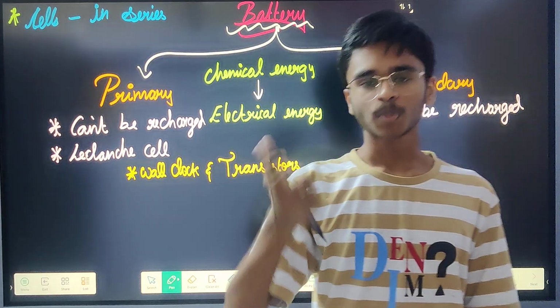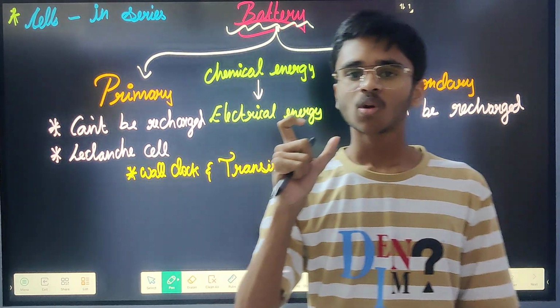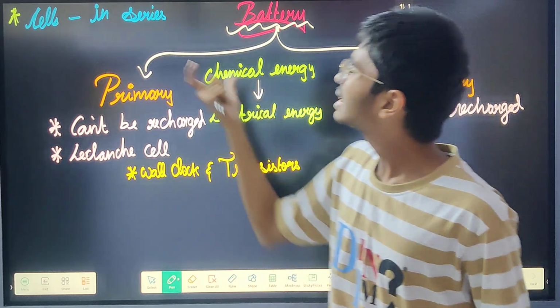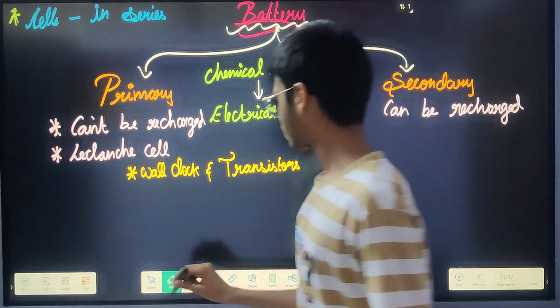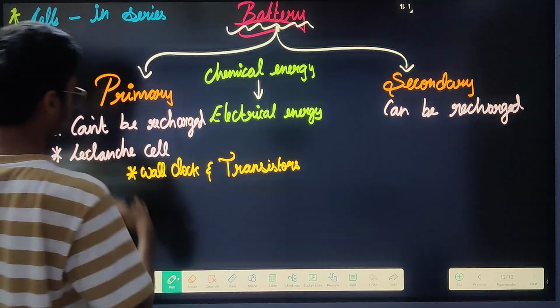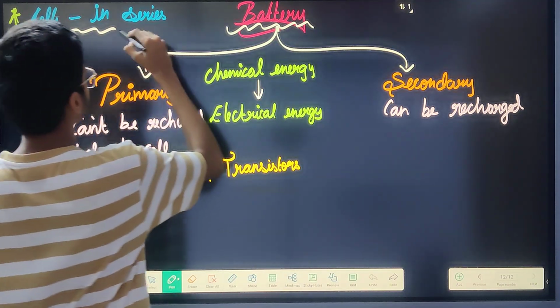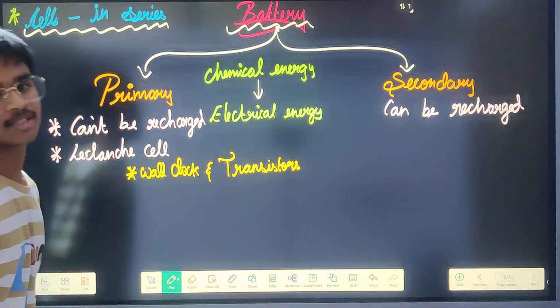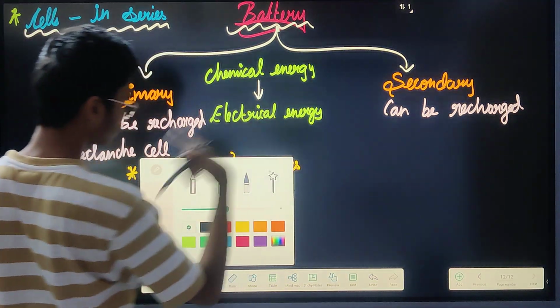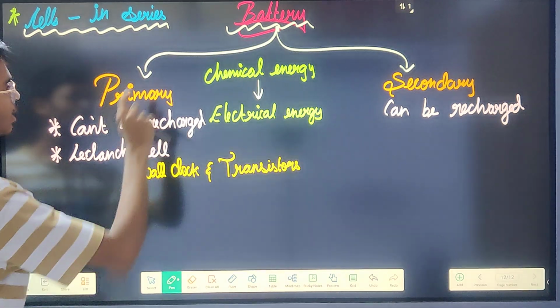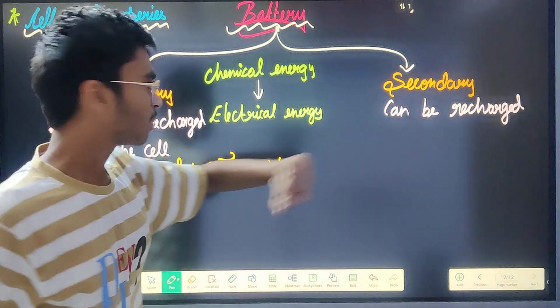A battery is a group of cells, where all these cells are arranged in a series. When cells are arranged in a series way, that is known as a battery. This battery is actually of two different types: primary and secondary batteries.